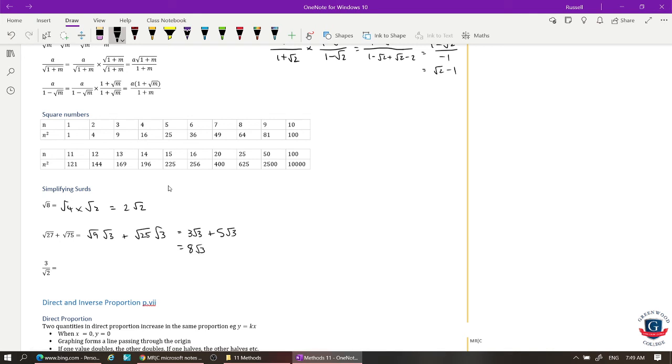Our third example is a rationalizing the denominator example. We want to remove the root symbol from the root 2, so we're going to multiply by root 2 on root 2, which is just 1. So it won't change the value of the fraction, but it will remove the radical symbol from the denominator. That gives us 3 root 2 on 2.